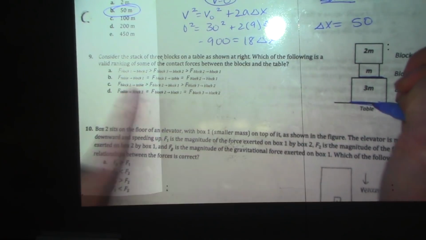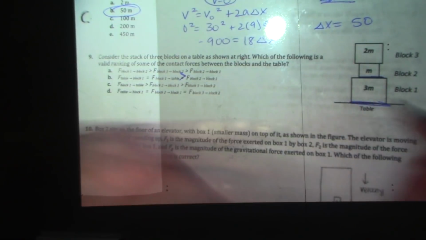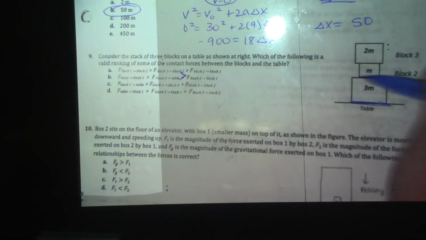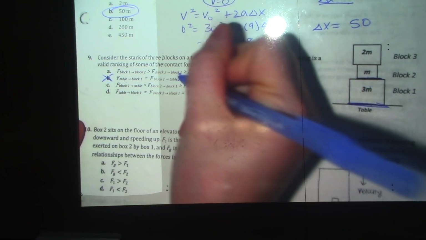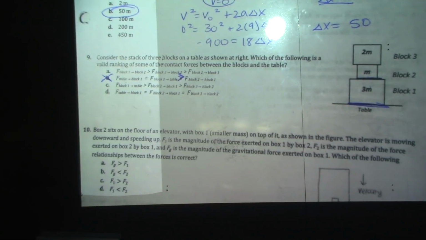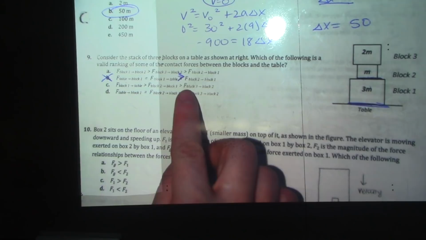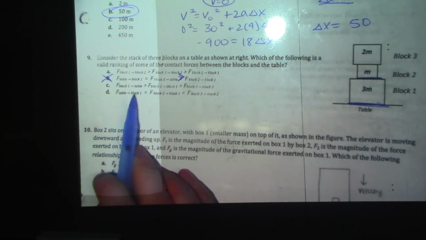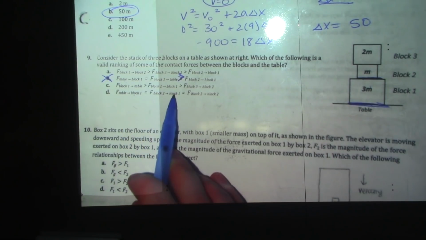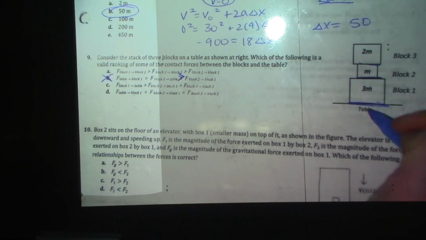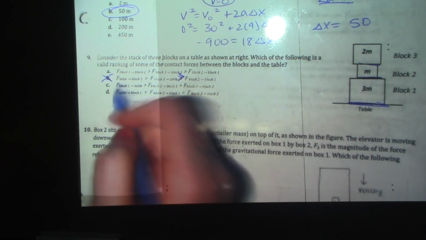Well, the force between the table and block 1 should be greater, because if these are all at rest, this one is holding up all 3 blocks, whereas the force between these 2 blocks is just holding up these 2 masses. So B is incorrect, because that would have to be greater than this one. Block 1 on the table is going to be greater than 2 on 1, is greater than 3 on 2. Well, okay, we'll come back to that. Table on block 1, block 2 on block 1, and 3 on block 2. Well, all 3 of these forces are not going to be equal.